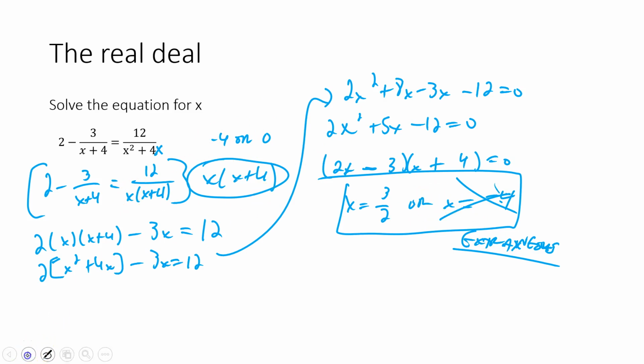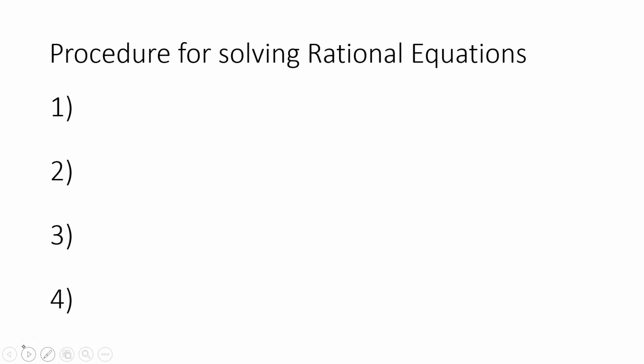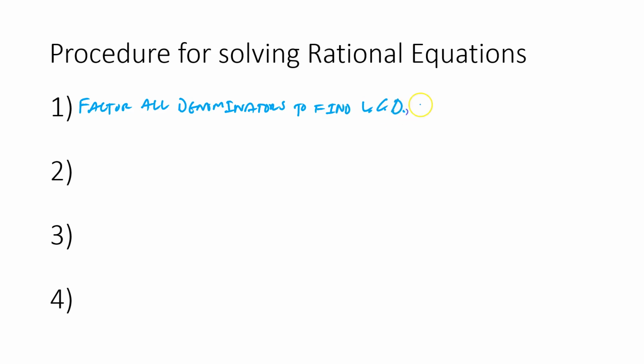That's all you have to do. So it sounds like we need a procedure for this. So let's take a look. This is our procedure for solving rational equations. The first thing you're going to do is factor all denominators to find the least common denominator.